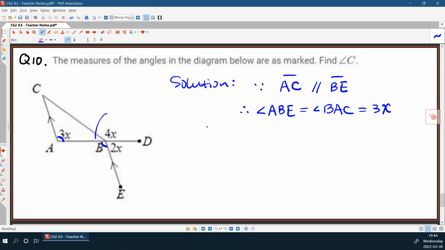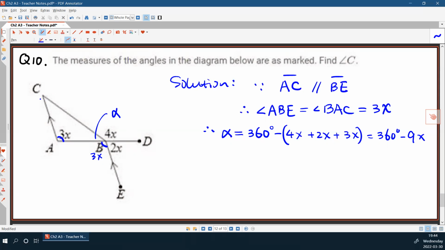And therefore, angle here, let's call this alpha. Angle alpha is just 360 degrees minus 4x plus 2x plus 3x, which is 360 minus 9x, right? Okay, so this is alpha.